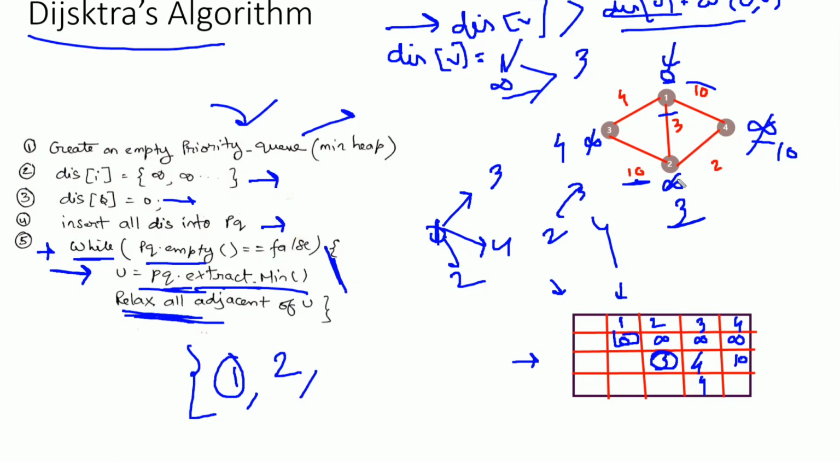If we see vertex 4, 3 plus 2 is 5, and 5 is smaller than 10. So we'll perform relaxation, and it will change its value from 10 to 5. Now after that, the remaining vertices are 3 and 4. It means the priority queue is not empty, so again we need to do the extract min operation. The minimum value is 4.